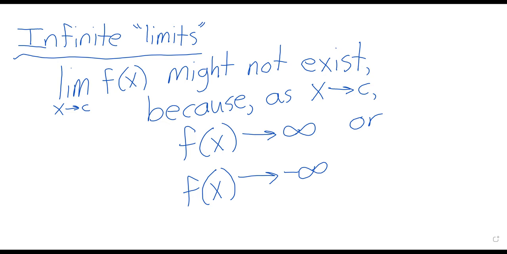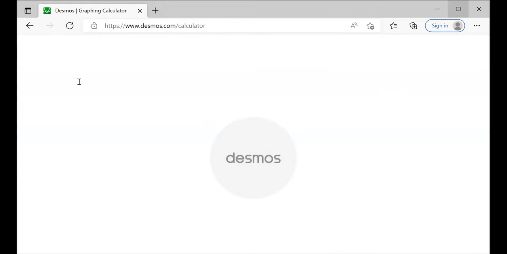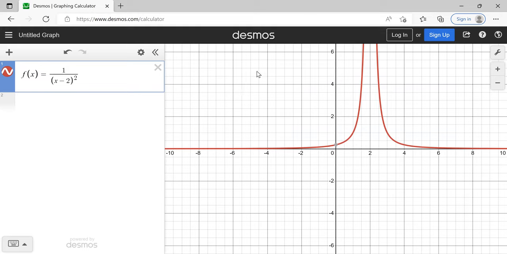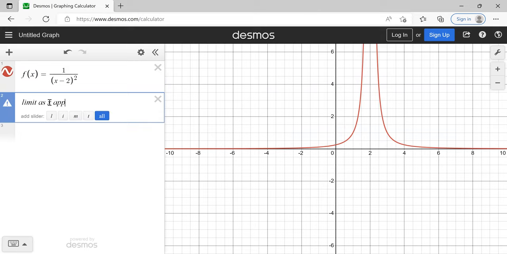Let's go to Desmos. Let's see if this new share wants to work. There we go. And let's look at f of x equals 1 divided by (x minus 2) squared. And let's look at the limit as x approaches 2.